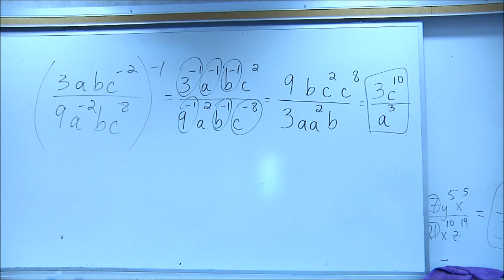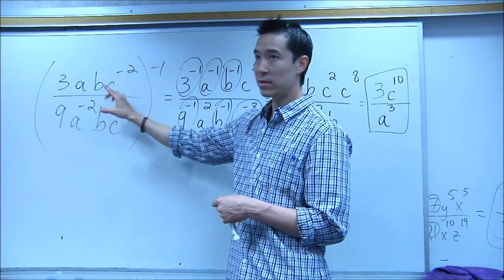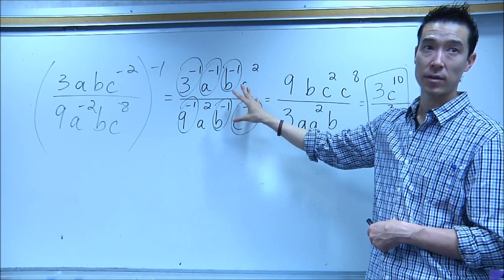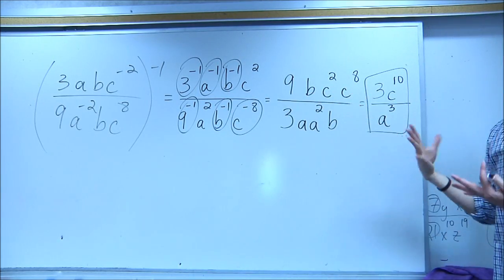Anybody get 3c to the 10th over a to the 3rd? If so, you guys are masters. So the first thing I did is I applied the negative 1 exponent to every single factor. That unfortunately left a lot of negative exponents. I moved every one of those negative exponents, which produced this. And then I simplified where I could.